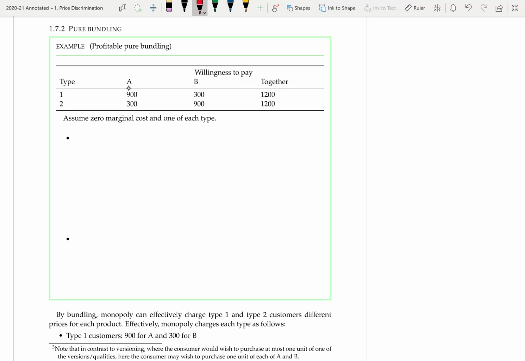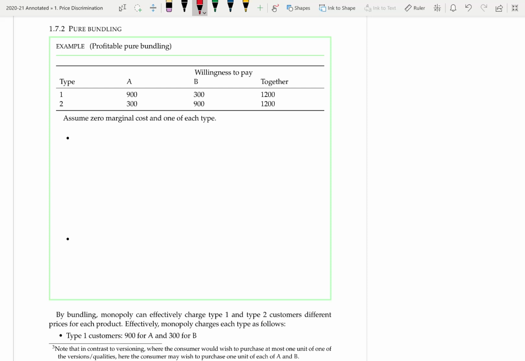So here we're assuming that we can just add up the willingness to pay for the two goods to get the total willingness to pay. This isn't always true. There might be some complementarity between the two goods or substitutability. So it could be that they're willing to pay more or less for the two goods together than the sum of the individual willingness to pay. But here we'll assume they're willing to pay the sum. So we're going to assume also a zero marginal cost and one consumer of each type, just to keep the calculations simple.